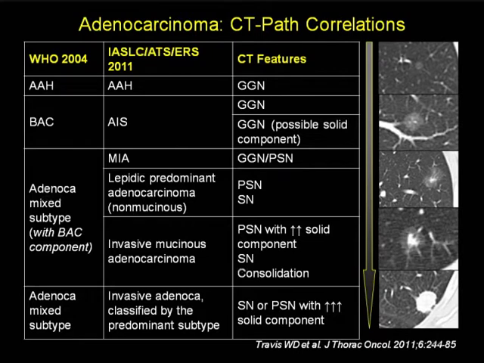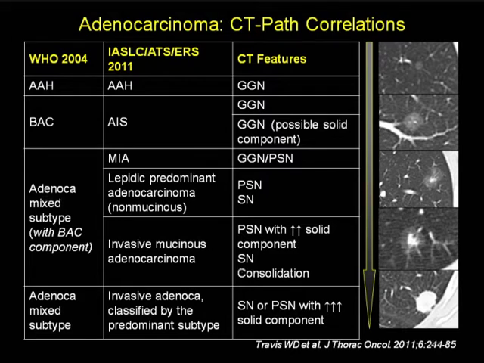Then later on, close correlation was described between the CT features and the histologic classification of the adenocarcinomas. This table shows the relationship between the WHO 2004 classification of adenocarcinoma that we have been using and the new classification by the International Association for the Study of Lung Cancer, American Thoracic Society, and European Respiratory Society, and correlation with the CT features. So atypical adenomatous hyperplasia has not changed in the nomenclature and usually presents as a small ground glass nodule, usually less than 5 millimeters.